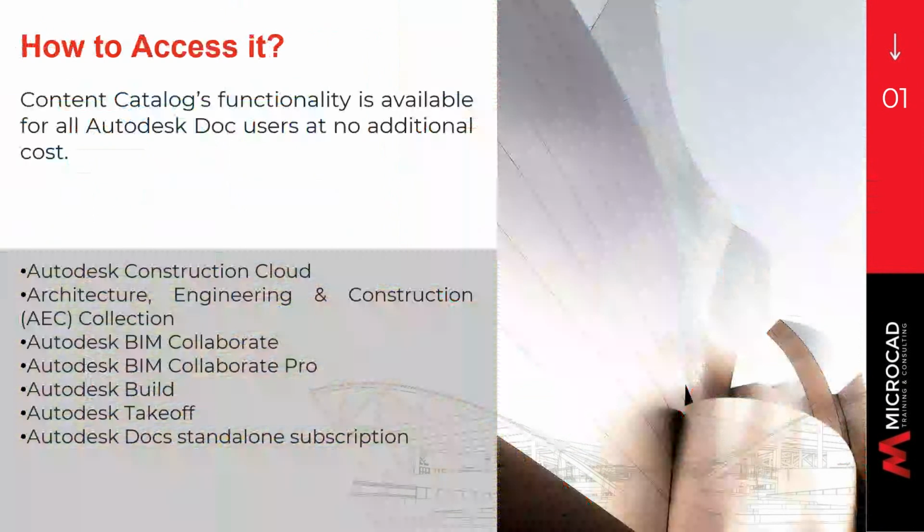Now, something important to mention is that Content Catalog functionality is available in different Autodesk subscriptions at no additional cost. As you can see on the list, the products that support Content Catalog are Autodesk Construction Cloud or ACC, the AEC Collection, BIM Collaborate and BIM Collaborate Pro, Autodesk Build, Autodesk Takeoff, and last but not least, Autodesk Docs standalone subscriptions.